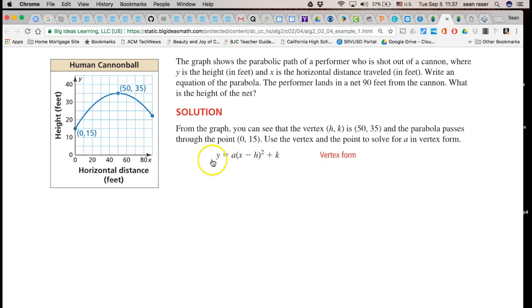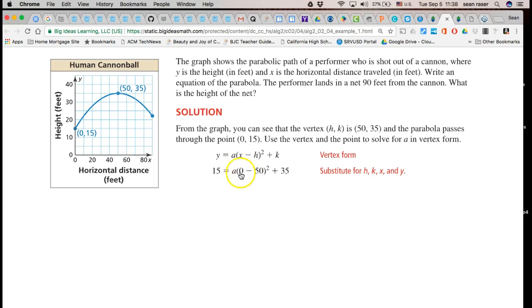So if we plug into our vertex form 50 and 35 for h and k, and like I just said, to solve for a, we're going to plug in 15 for y and 0 for x. So now we've got this equation right here that has just a as the unknown. This is simple. All we have to do is isolate a, and we'll get our value.